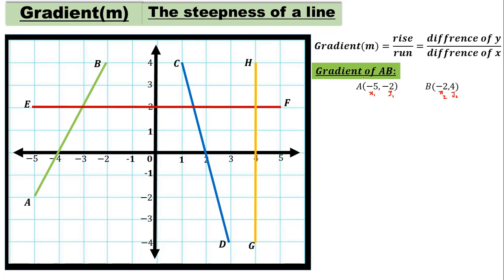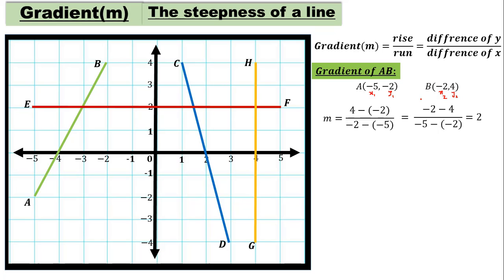So the gradient represented by the letter m will be equal to 4, which is y2, minus y1, which is minus 2, over x2, which is minus 2 for the point B, minus x1, which is minus 5 for the point A. Now if we take alternatively y1 minus y2, then you have to keep the order, take x1 minus x2. You will get the same answer in both cases.